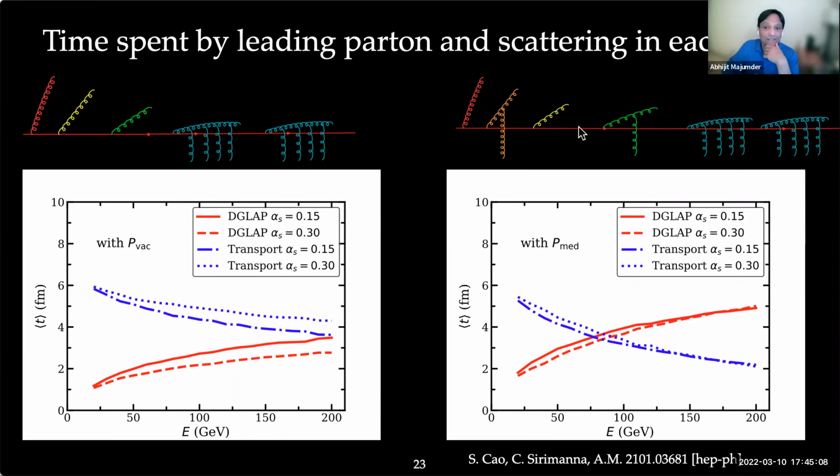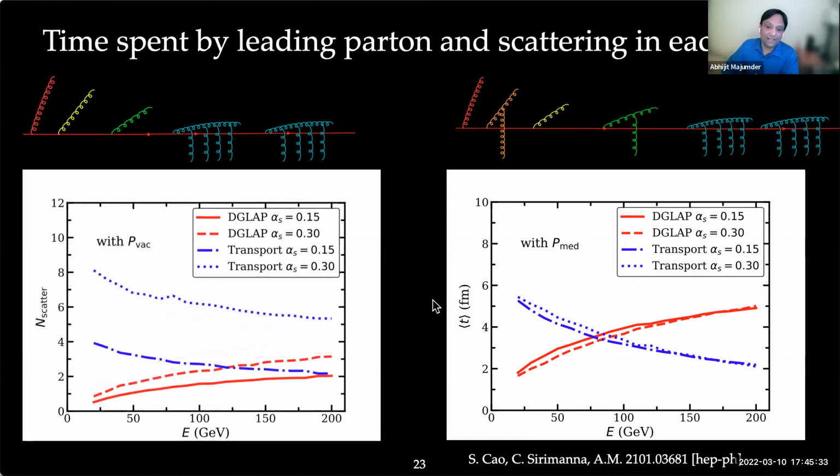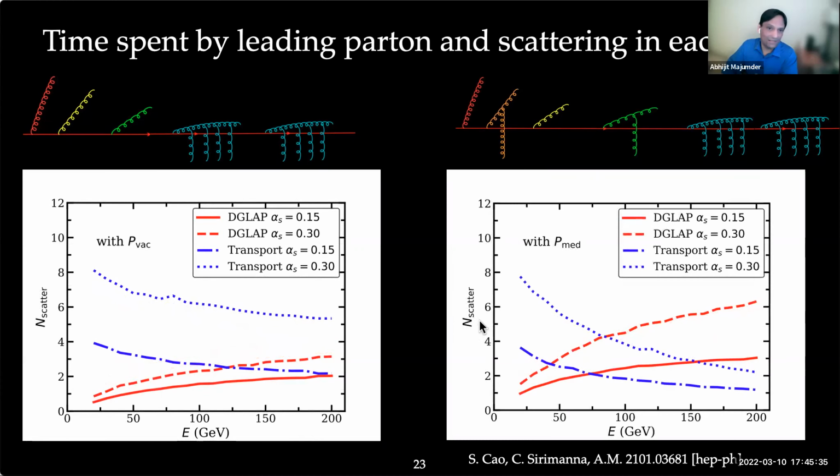Now, if you use medium-induced, some rare scatterings, the rare scatterings slow down the rate at which the virtuality drops, and you find that this curve now switches into this, right? So that you spend much more time now in the higher virtuality phase because the scattering basically slows you down. And then you could say, well, maybe the time is not all that important. What is really important is the number of scatterings that you encounter. And so we estimated that as well. And the picture is the same.